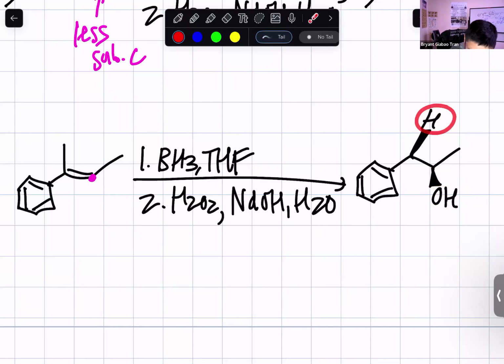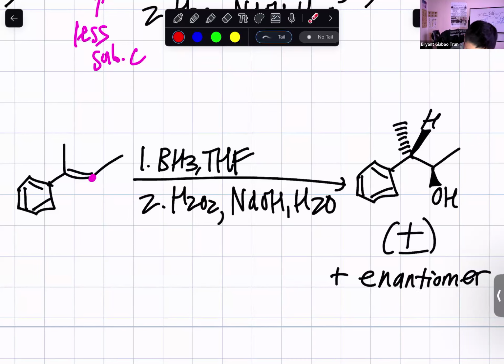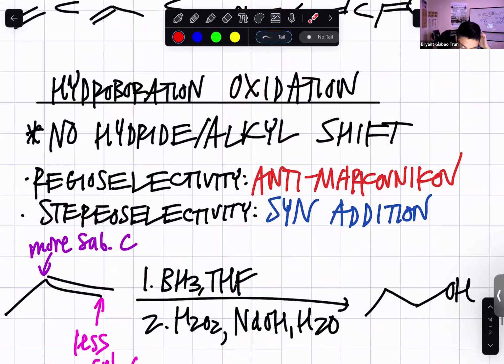And if the hydrogen on this carbon is a wedge, that forces the methyl on that carbon to become a dash, like that, right? And you could put plus minus to show that you got the enantiomer version of that, because this could have been a dash, dash, and this could have been a wedge as well, right? So that's the basics of the hydroboration oxidation reaction.